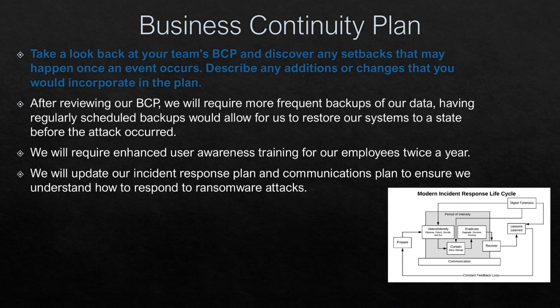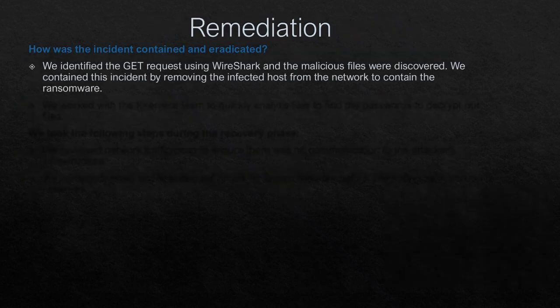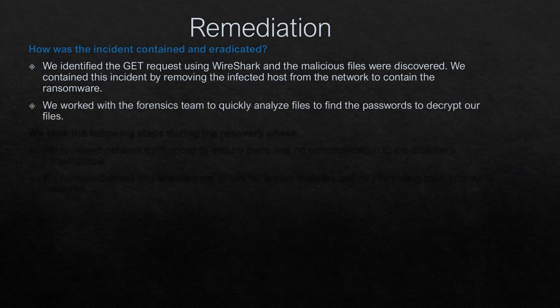So how was the incident contained? First, we identified the GET request using Wireshark, and the malicious files were discovered. We contained this incident by removing the infected host from the network to contain the ransomware. We worked with the forensics team to quickly analyze files to find the passwords to decrypt our files.